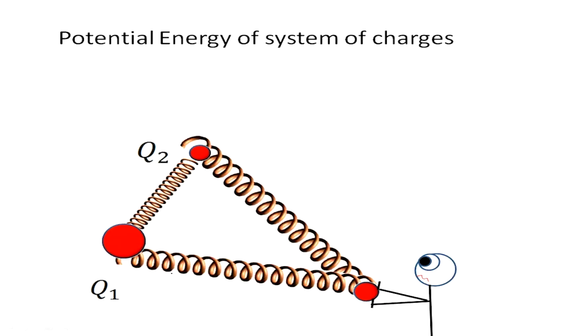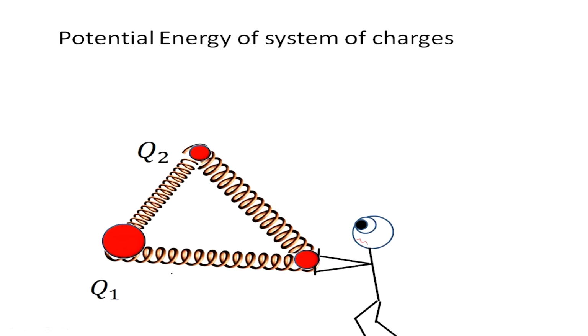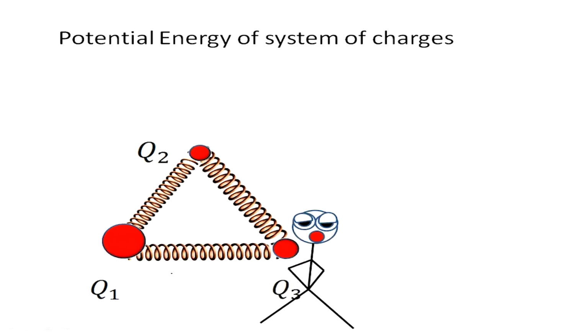repel Q3. So, for Q1 there is no work, and when you bring Q2, then due to Q1 for Q2 the energy spent, that is U12.